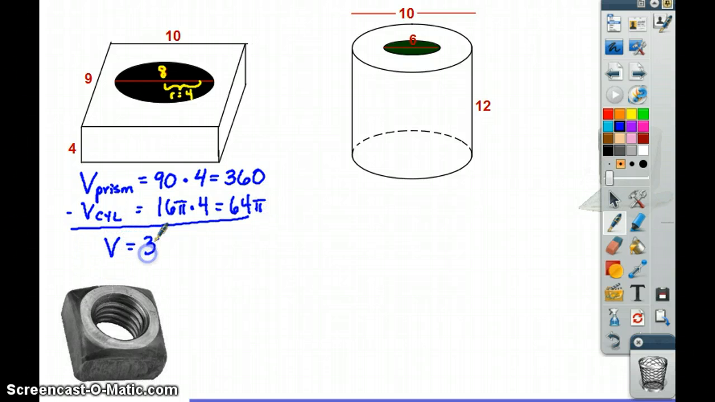So my volume, the exact answer is 360 minus 64 pi. I could find the approximation by finding out what this is equal to and then subtracting the two.